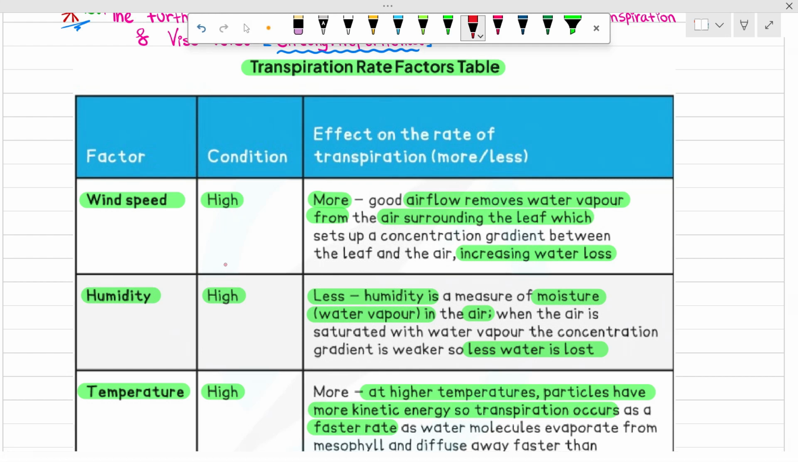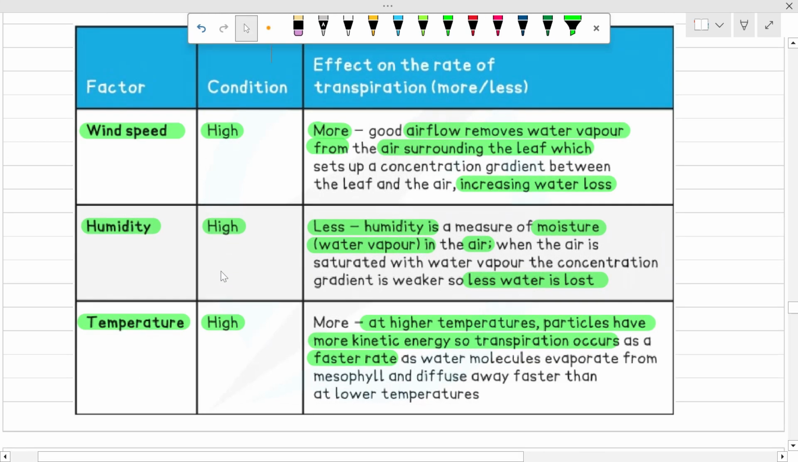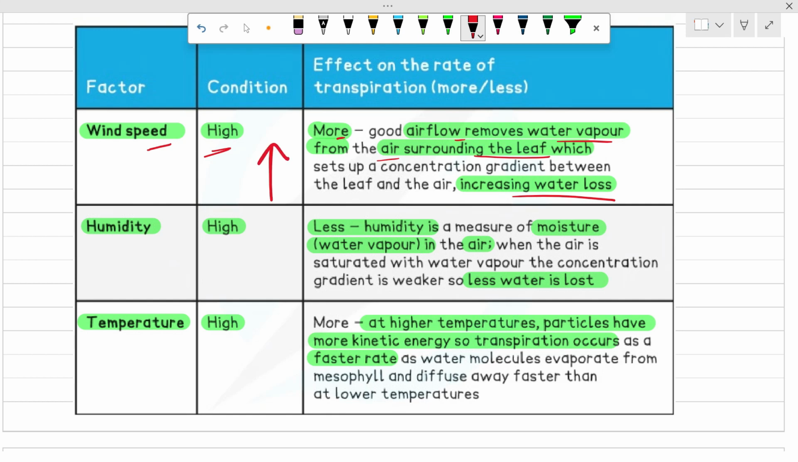This is a table to show the transpiration rate factors. The first factor is wind speed. If wind speed is high, we have more airflow to remove water vapor from the air surrounding the leaf, which increases water loss. So this is directly proportional. Humidity. If humidity is high, more water is lost, and if humidity is low, less water is lost, so directly proportional. Temperature. At higher temperatures, particles have more kinetic energy and transpiration occurs at a faster rate, so it's also directly proportional.